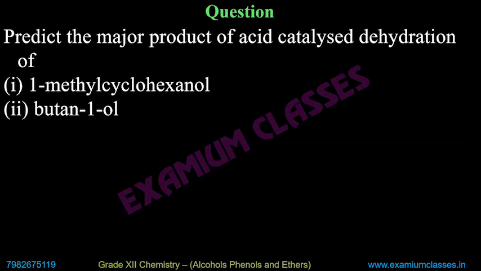Next question. Predict the major product of acid catalyzed dehydration of 1-methyl cyclohexanol. Write it in your notebook. Everyone should have a notebook. Write it there. I told you the mechanism of this one, and I said that this is a very important mechanism. It is asked as it is. Tell me the major product in the chat window.